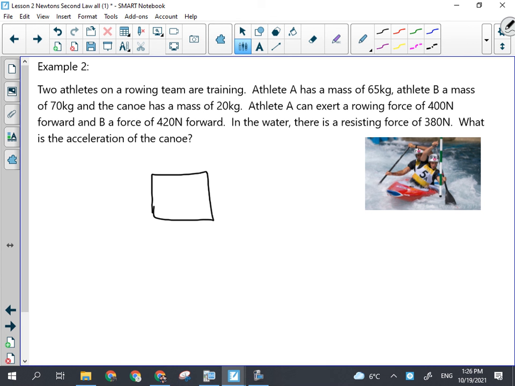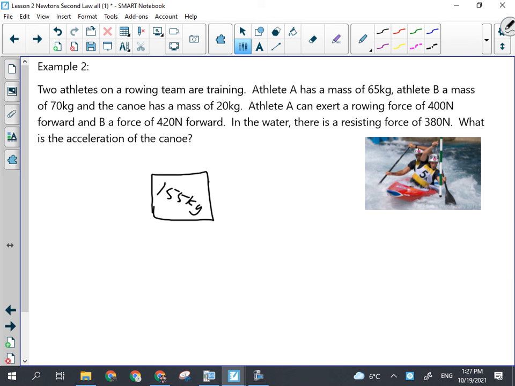Okay, and that's what throws people. They're like 20 because it asked about the canoe. What? The people aren't in the canoe? They're standing beside it and rowing, or what are they doing? Okay, the people are in the canoe. So we've got our 65 plus 70 plus 20. So we're 90, 155 kilograms is the mass that's being accelerated here. The mass of the canoe plus the 2 athletes.